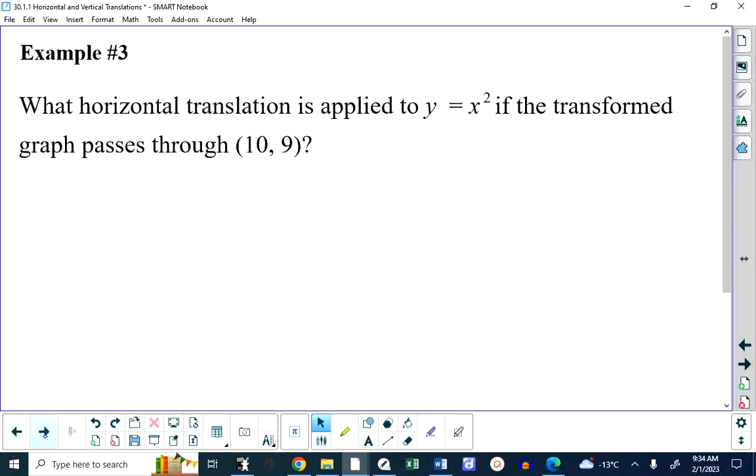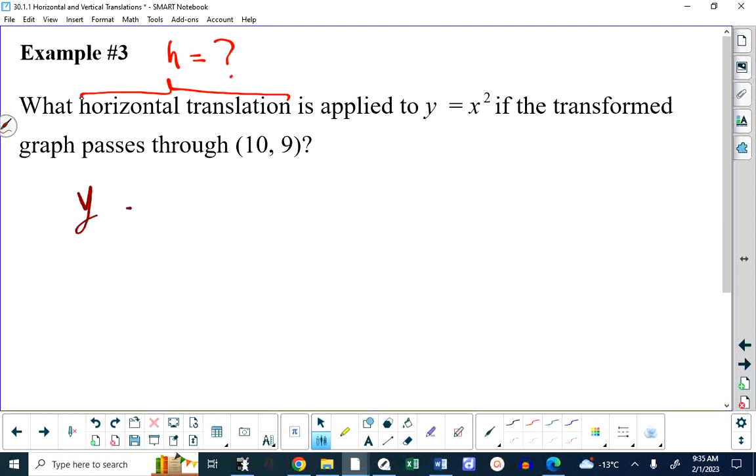What horizontal translation? Well, that's saying determine the value of h, right? Because a horizontal translation is related to the parameter h. Now, in today's assignment, you're going to have a textbook question that has a horizontal and a vertical translation, both happening. And I won't reveal to you exactly what you're going to do there. I'm going to want you to try it first.